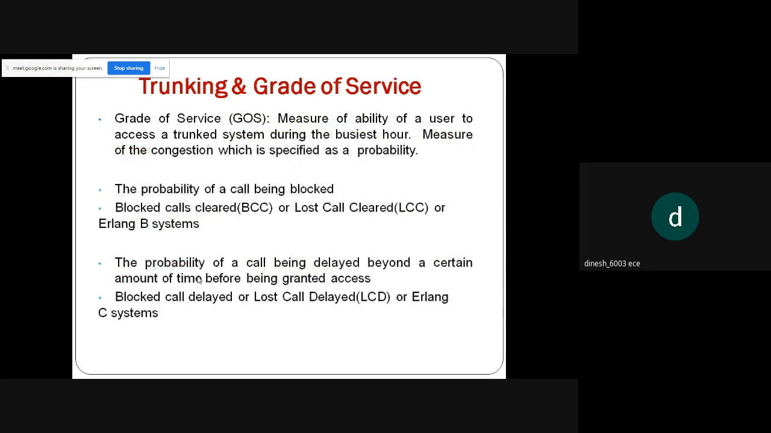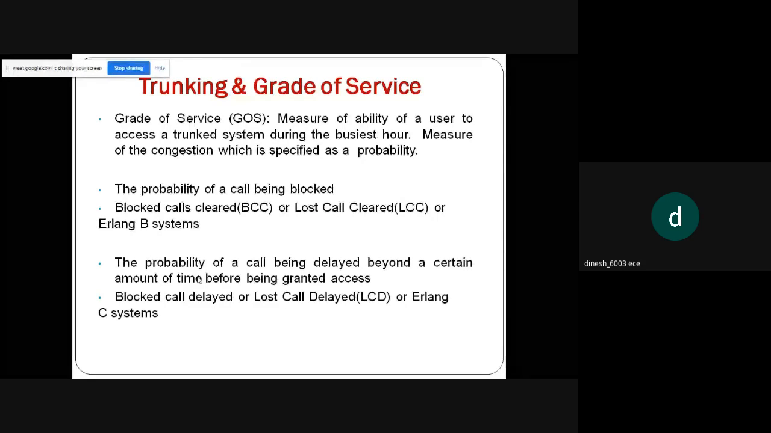So the grade of service is the measure of the ability of a user to access a trunked system during the busiest hour. So it is a measure of congestion, which is specified as a probability. The probability of a call being blocked depends upon the Erlang systems, Erlang B. So blocked calls cleared or lost calls cleared, or Erlang B systems, has been designed for blocked calls.